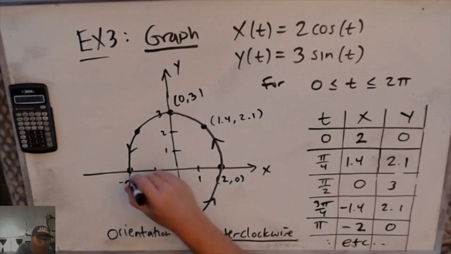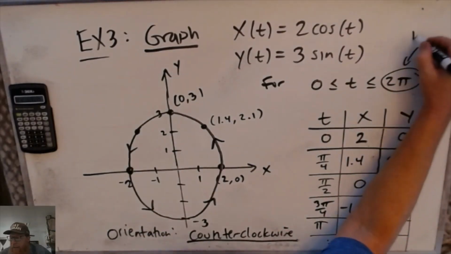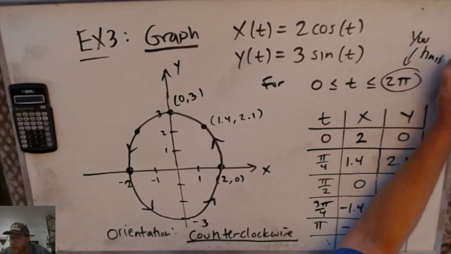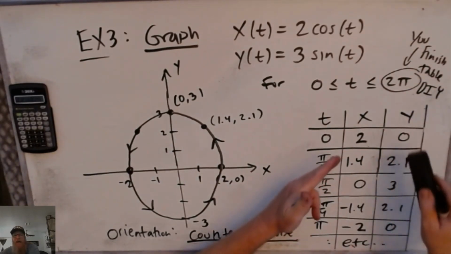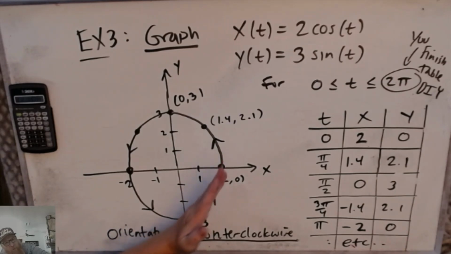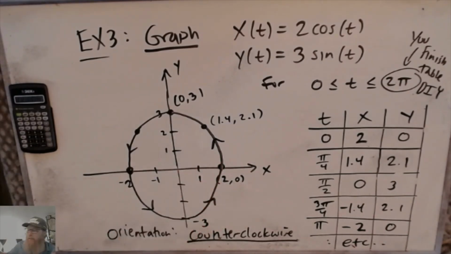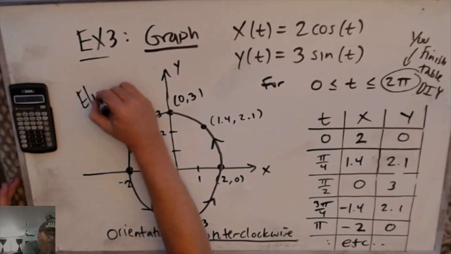I stopped at pi, but I wanted you to go all the way to 2 pi so you can finish the table. DIY. You can do it on your own. You're not going to be too surprised that you're just going to get the same numeric values. Just in quadrant 3, they'll all be negative, and then in quadrant 4, the x's will be positive and the y's will be negative, and you know your basic sines and cosines. Okay. So this is an ellipse.